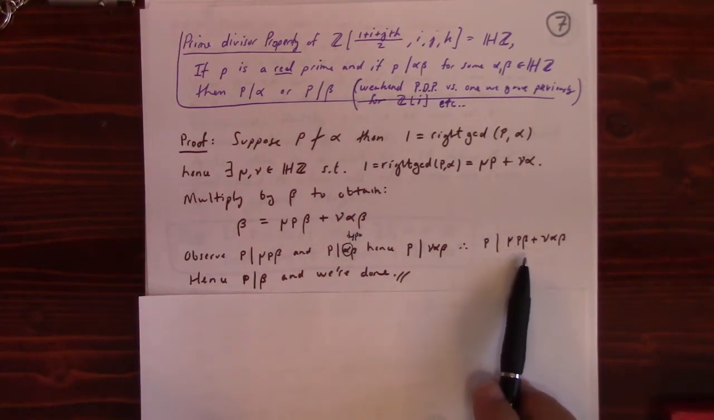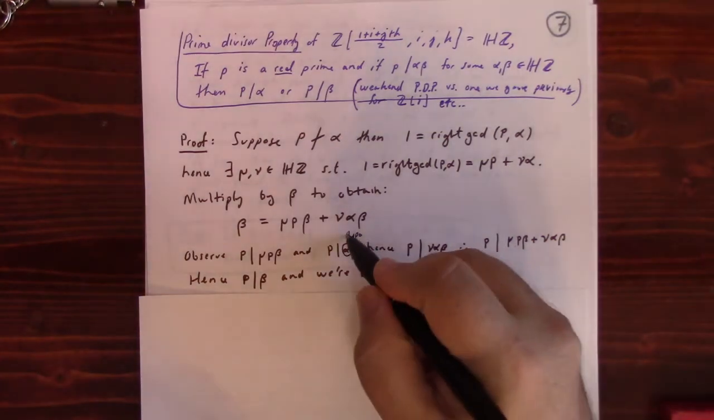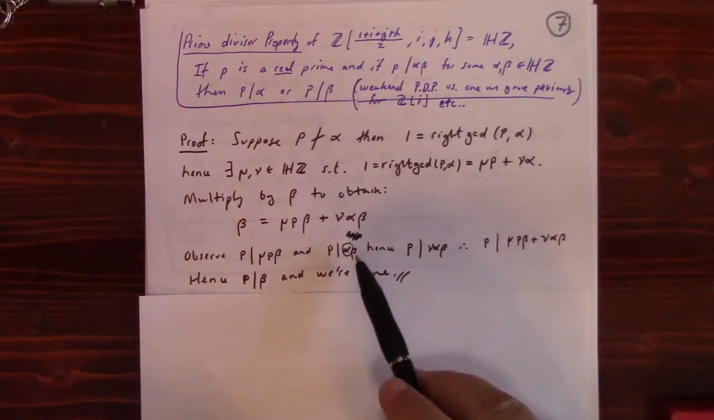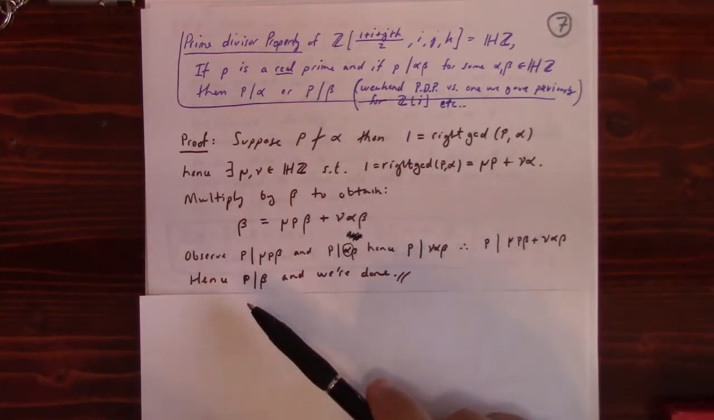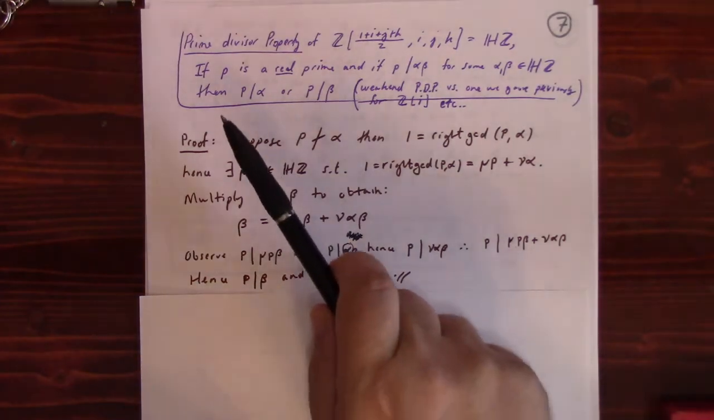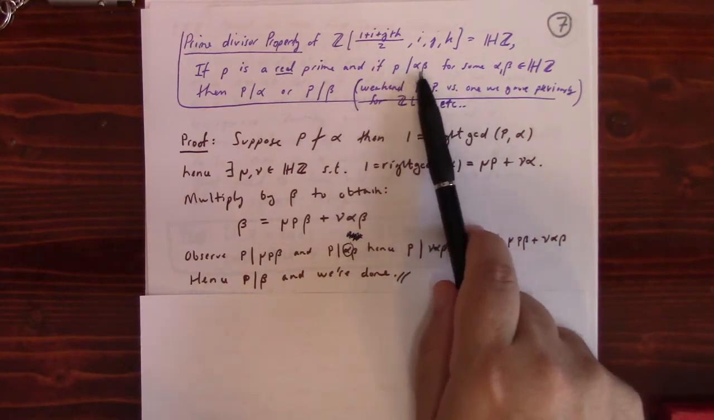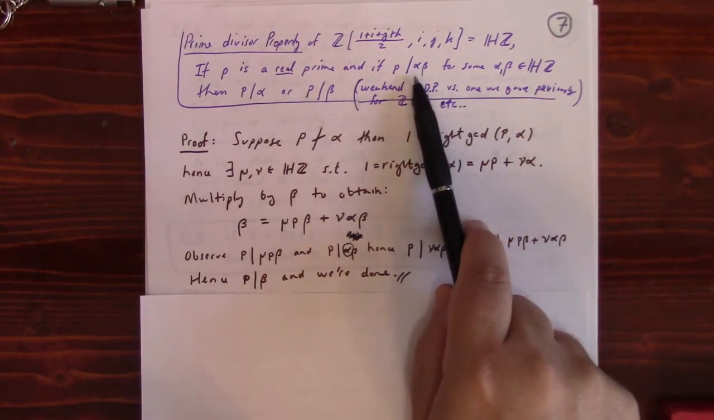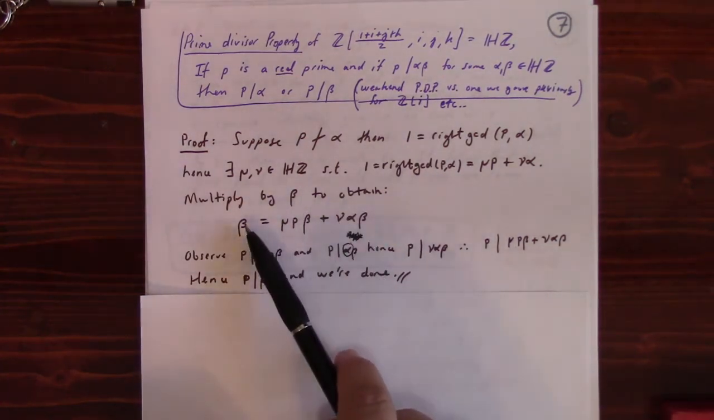So P divides, is it a typo? No, no, it was not a typo. I just can't remember. So why does P divide alpha beta? What's the statement here? P is a real prime. Oh, it's in the statement of the theorem. P divides alpha. So that's assumed here from the outset. So P divides alpha beta. So then the point is, it divides this, therefore it divides that.